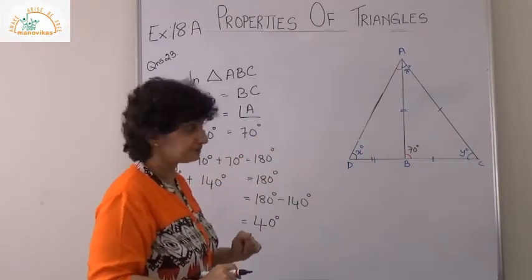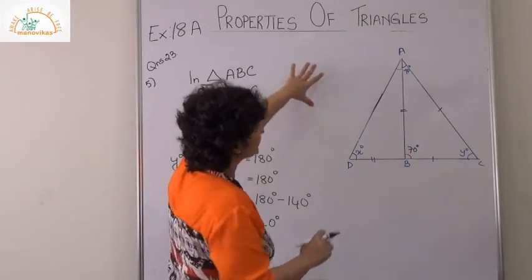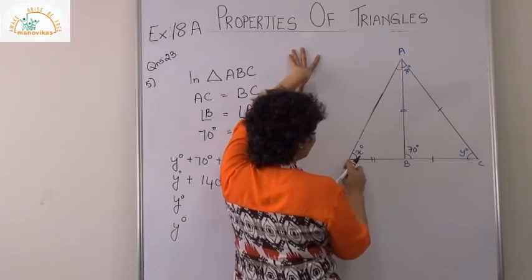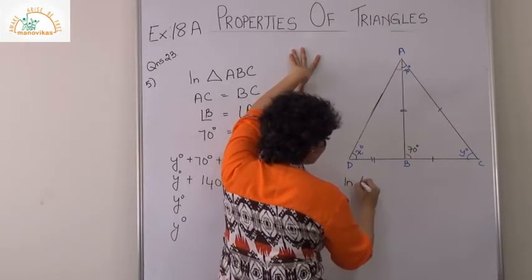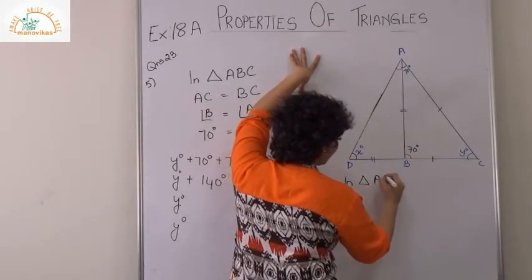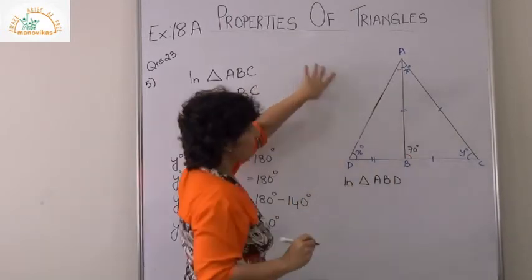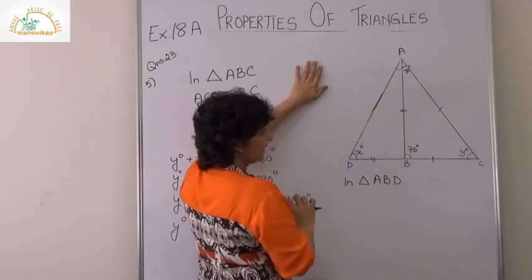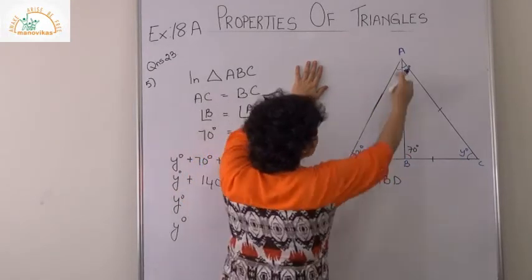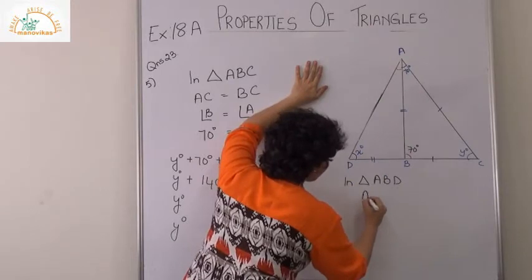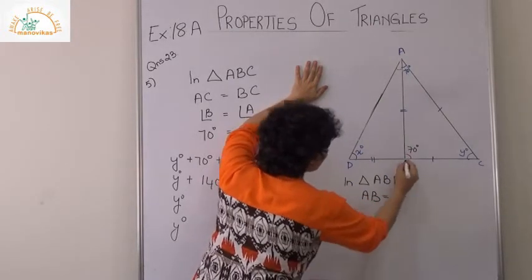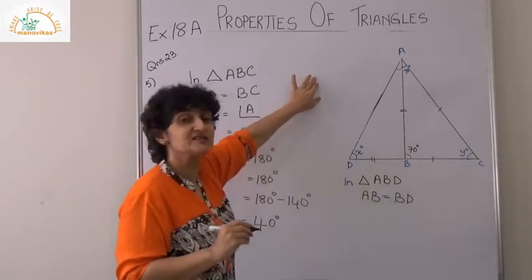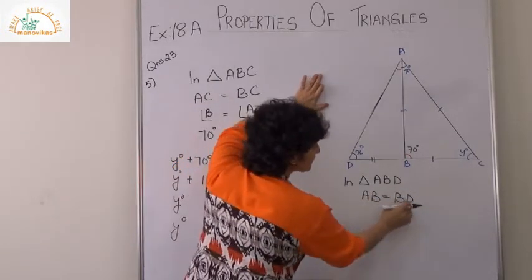Okay. Now that I found out this side, now let's come here. Children, see properly. Now let's take this triangle. In triangle ABD. Now this is my triangle. Which is it? A, B and D. Now what does this triangle say? It says that AB is equal to BD. Correct? This is also an isosceles triangle and these two sides are equal.